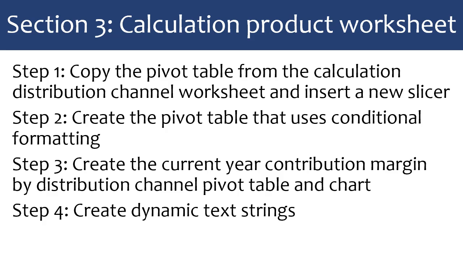This section has 4 steps. We will be working on the calculation worksheet for the products. We will be copying a few pivot tables and we'll be using conditional formatting in one of those pivot tables. Finally, we will be creating dynamic text strings.